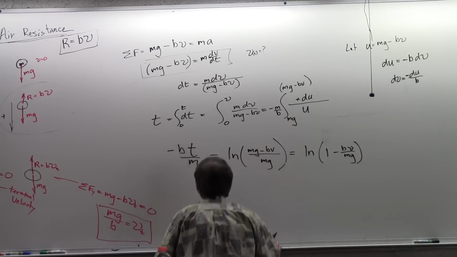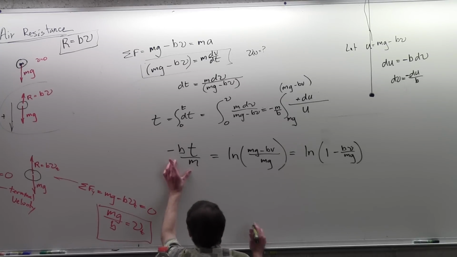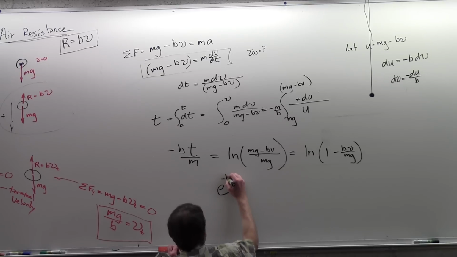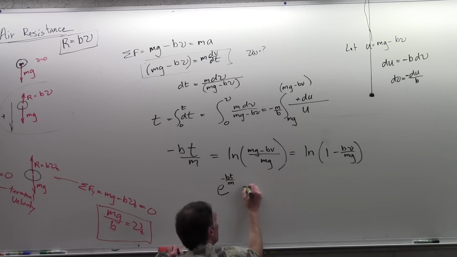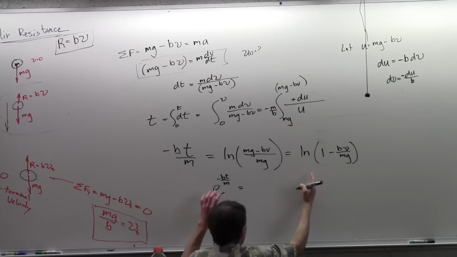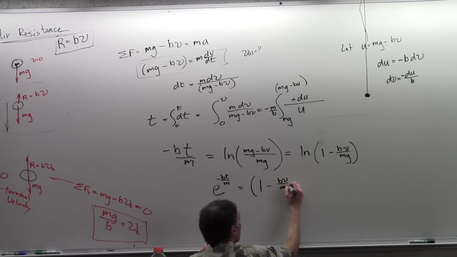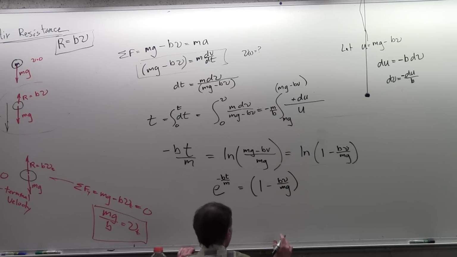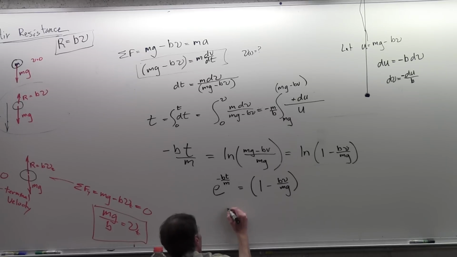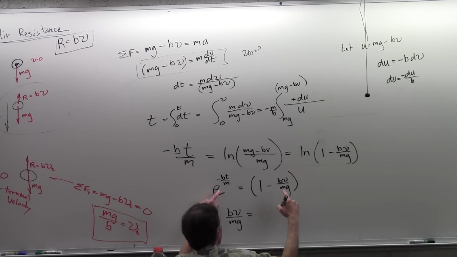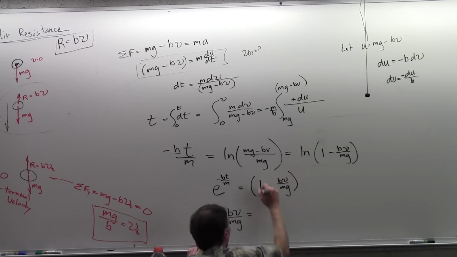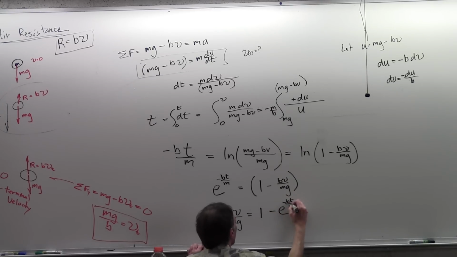And then do another step here. I can get rid of the natural log by taking e to the minus bt over m is equal to, when I take this to e to this power, I just get this thing inside, 1 minus bv all over mg. And I want to solve for the velocity, so I'll take this over to the other side, bv over mg, and I'll take 1 minus this, minus e to the minus bt over m.